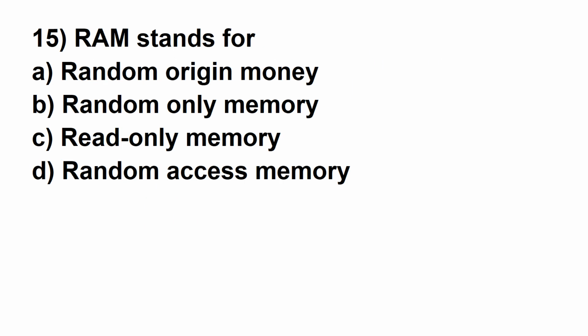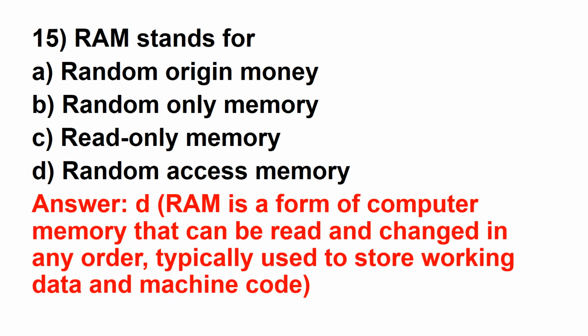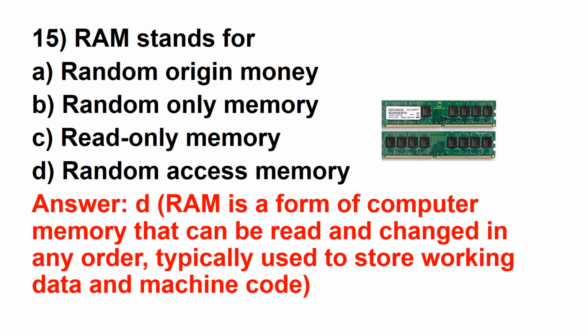RAM stands for options: random origin memory, random only memory, read only memory, random access memory. Right option, random access memory. Option D. RAM is a form of computer memory that can be read and changed in any order, typically used to store working data and machine code. This is how it looks.